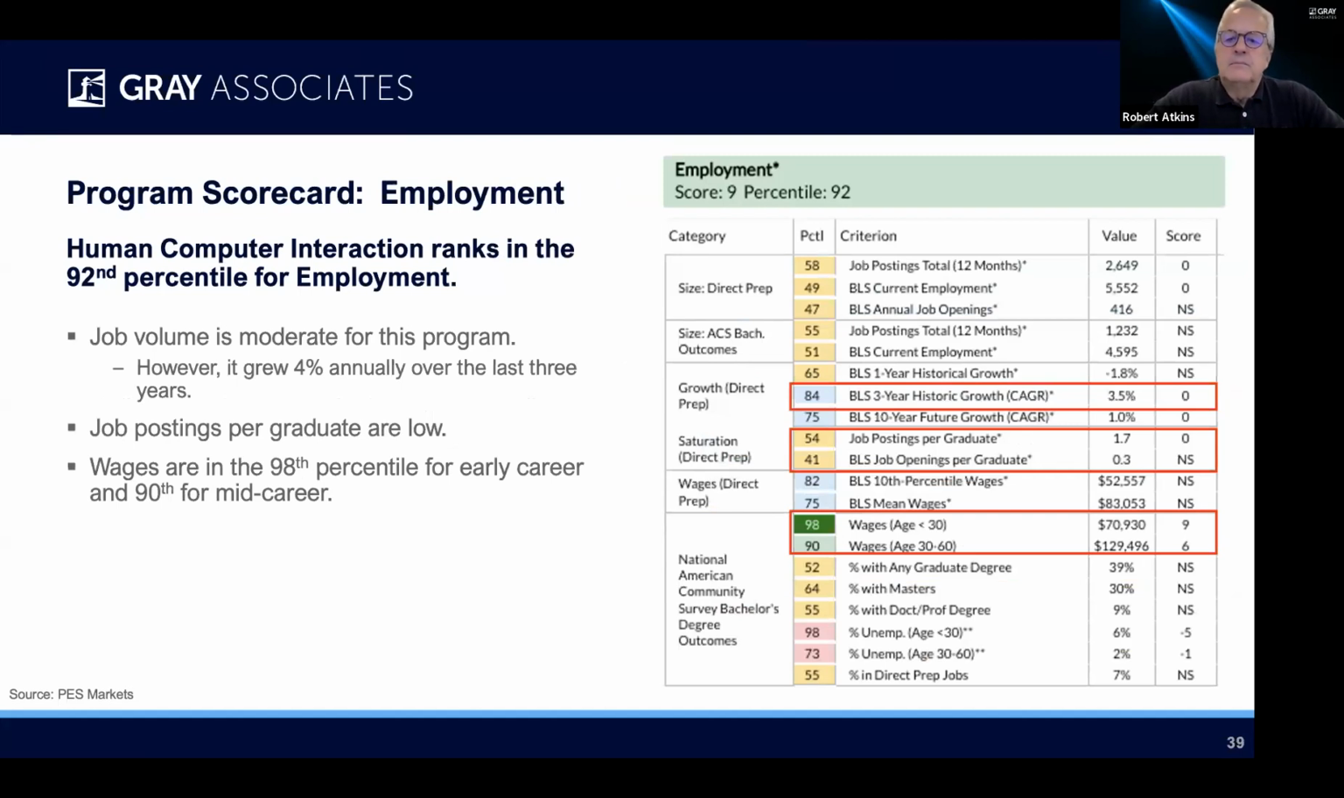In employment, it's an interesting program. It ends up in the 92nd percentile. Not a ton of jobs, right around the average number of jobs for direct prep. A little bit more than that when we look at ACS bachelors. And what are we talking about between direct prep and ACS? So down here at the bottom, you can see percentage in direct prep jobs for this particular program is 7%. So only 7% of students who graduate from this program are going to go into the careers that they're expected to, if you will. That lower rate, by the way, is not uncommon.